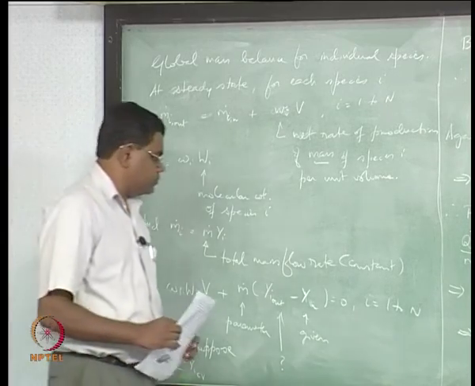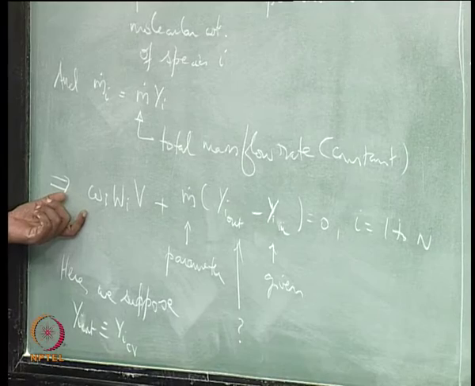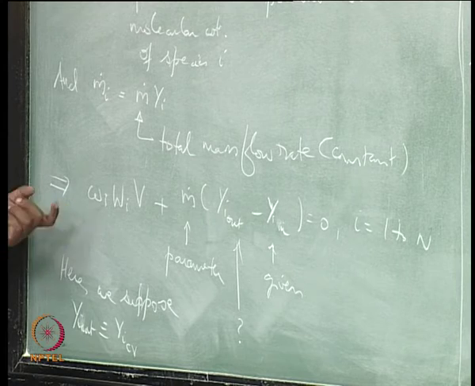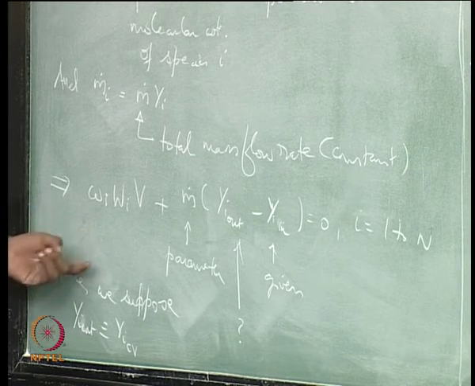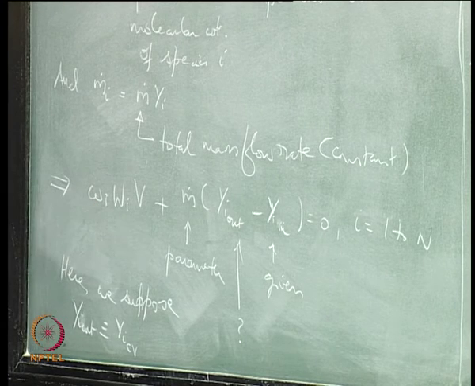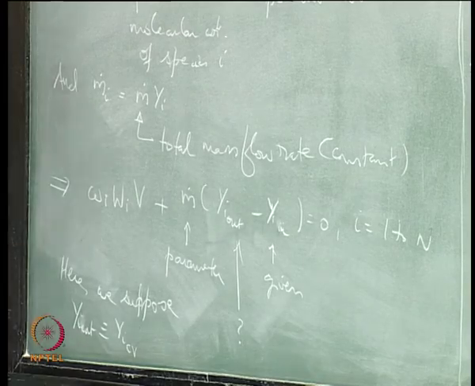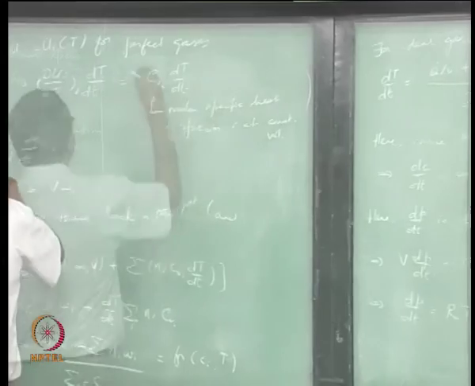Okay, and of course keep in mind this omega I is going to be a function of the concentration of individual species and temperature. So temperature is coming into the picture here and we do not know that, right. So for that we need to solve the global energy balance. So you get one more equation for that unknown, and that is what we should be pursuing. Okay, so global energy balance.